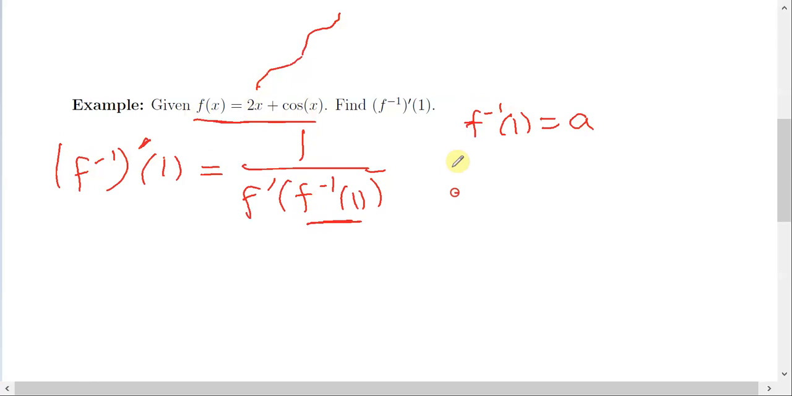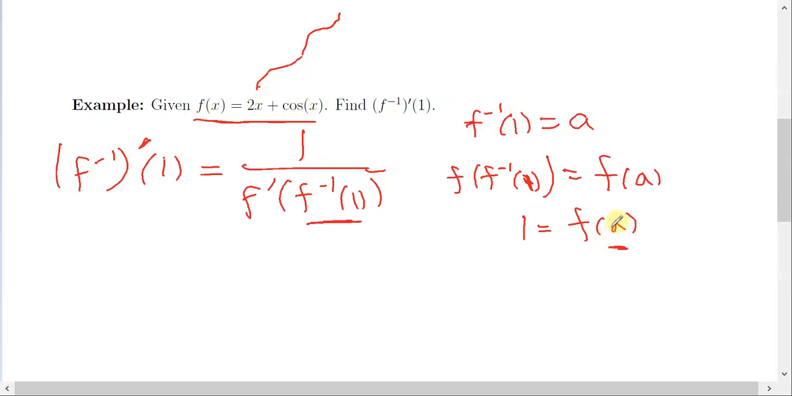Well, I'm going to take f of both sides of this. I'll take f of that. And so this side, since I have f of f inverse of 1, is just 1. And so what I've reduced it to is trying to find the number a such that when I plug it into this function, I get 1. Now that's not always an easy thing to do for a function that's got a mix of trig and polynomials, but in this particular one I can guess the answer because I see that if I plug in 0, I get cosine of 0, which is 1, plus 2 times 0, which is 0.